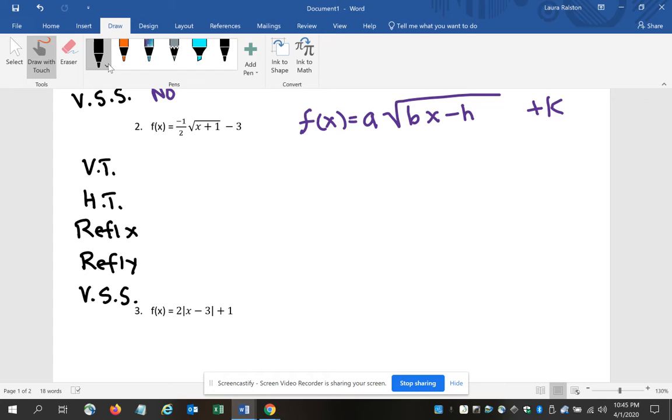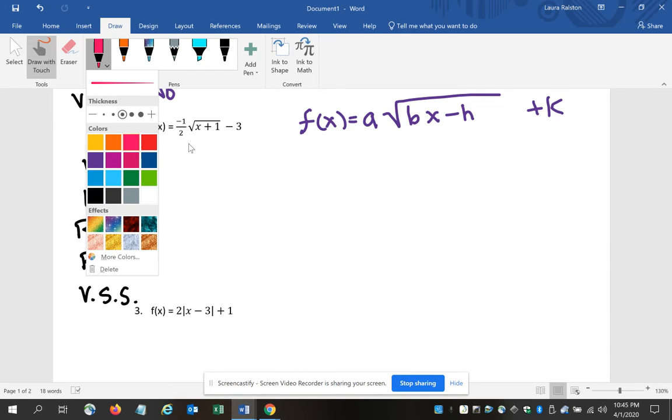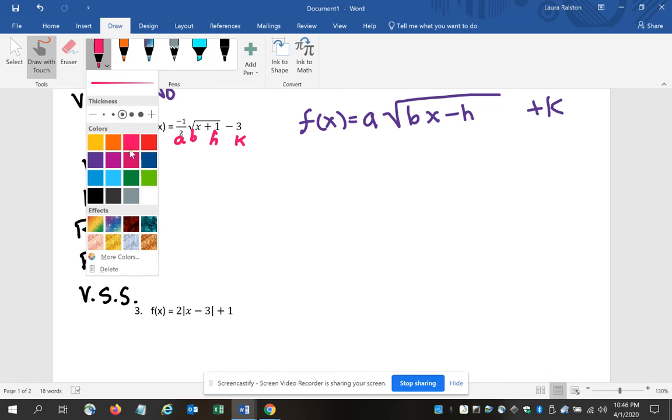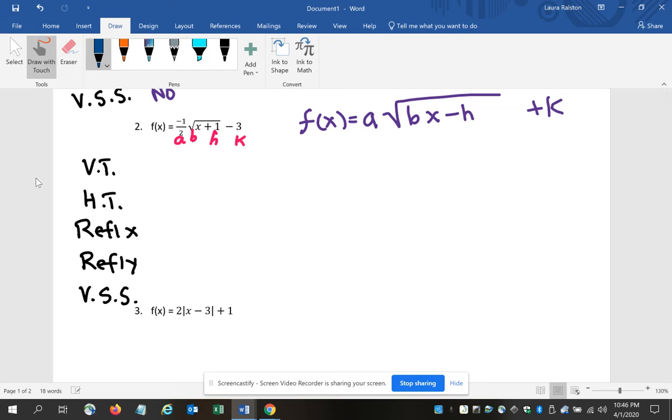So my problem is f of x equals -1/2 times the square root of x plus 1 minus 3. Again, the number out front is a, b is inside with the x, h is the constant, and k is tagged at the end. The vertical translation is determined by k. In this case, k is -3, so we went down 3 units.